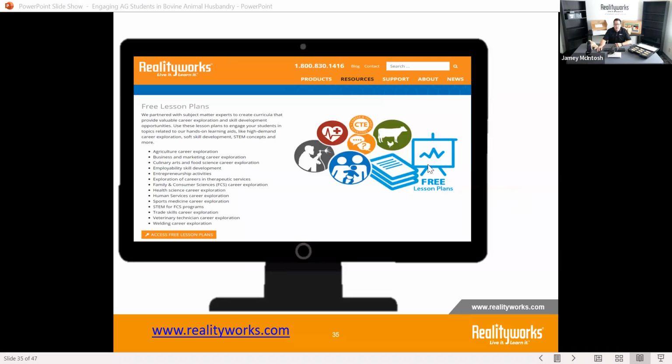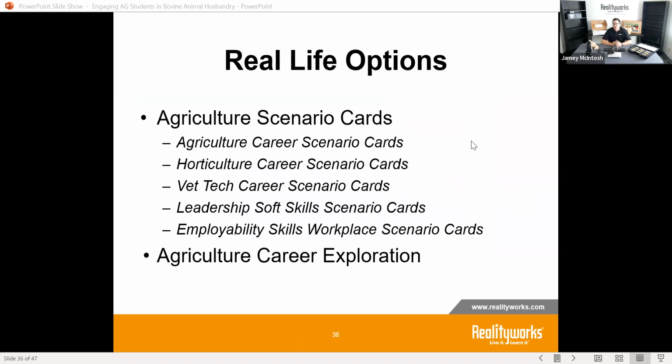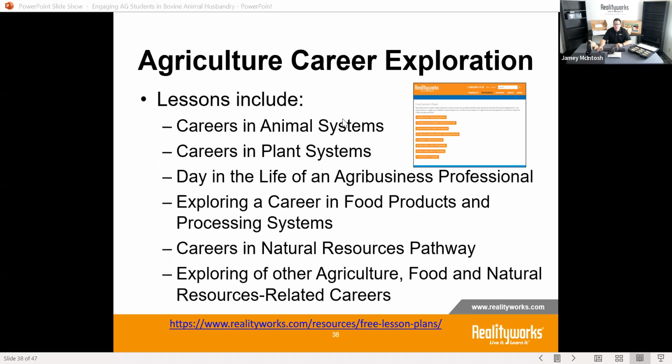Now, when we talk about career exploration, there's also that understanding of what you would actually do in those worlds. So one of the things I'm going to hit on first is our scenario card world. Oh, I guess we'll start with our career exploration here. Career exploration really focuses on the different areas within agriculture. So there's a whole section just on animal systems, as an example. Let me show you just a little bit about this. I will share a different screen here.